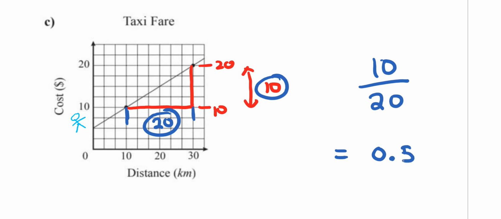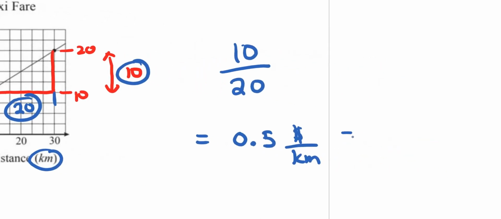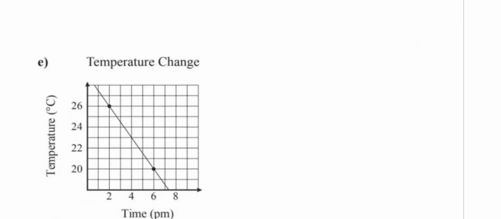And then what are my units? Well, my units are dollars per kilometer. All right, so although that's kind of correct, you should always put your dollar sign in front, so it's going to be 50 cents per kilometer. So that's a better way of writing your units into your final answer there. So 50 cents per kilometer. Okay, let's move on to letter E now.